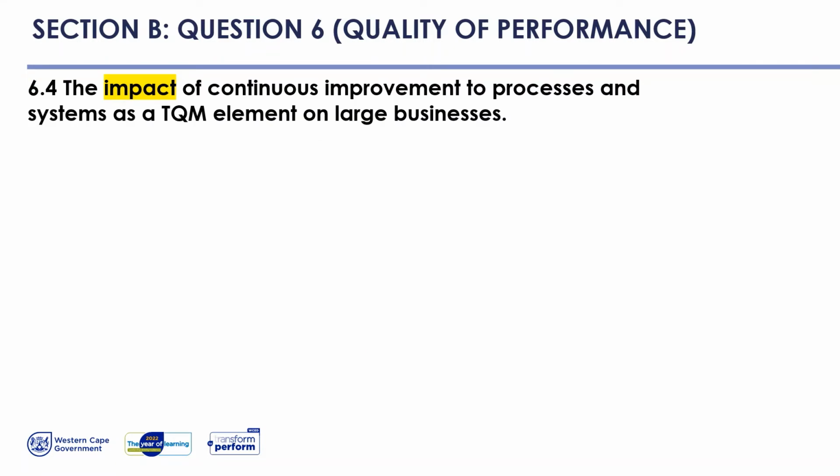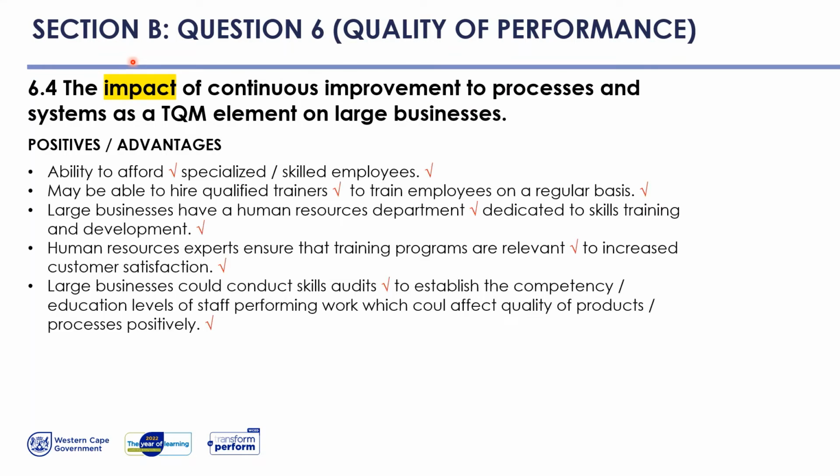If we look at the third bullet, discuss the impact of continuous improvement to processes and systems as a TQM element on large businesses. Please note that the word impact would mean that we are looking for our positives and negatives, or our advantages and disadvantages of something. So in this case, the something is our continuous improvement to processes and systems as a TQM element on large businesses. Please learners, quality of performance is a large topic, so you must make sure that you know your 5 TQM elements. The positives and or advantages of the continuous improvement to processes and systems for a large business.